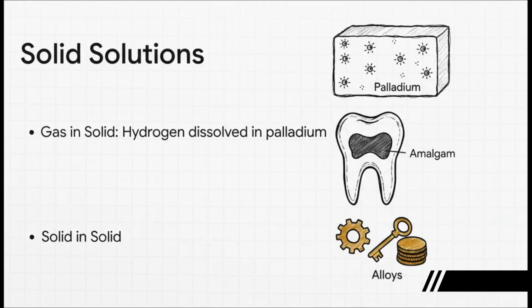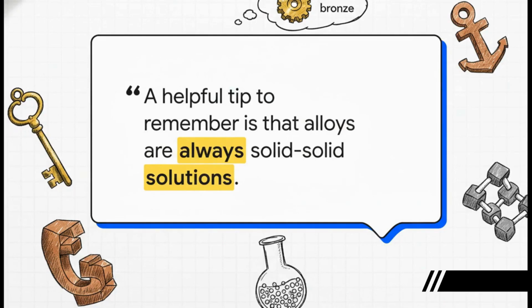And finally, we get to solid solutions, where the solvent is a solid. You can actually have a gas dissolve into a solid or a liquid into a solid, like mercury and sodium, which makes an amalgam. And then you have a solid dissolved in another solid, which is how we get really important materials, like all the metal alloys we use. And you know what? Here's a great little mental shortcut. If you ever hear the word alloy, like brass, bronze, steel, you can be 100% sure that you're talking about a solid in solid solution. It's just a fantastic tip to keep in your back pocket.